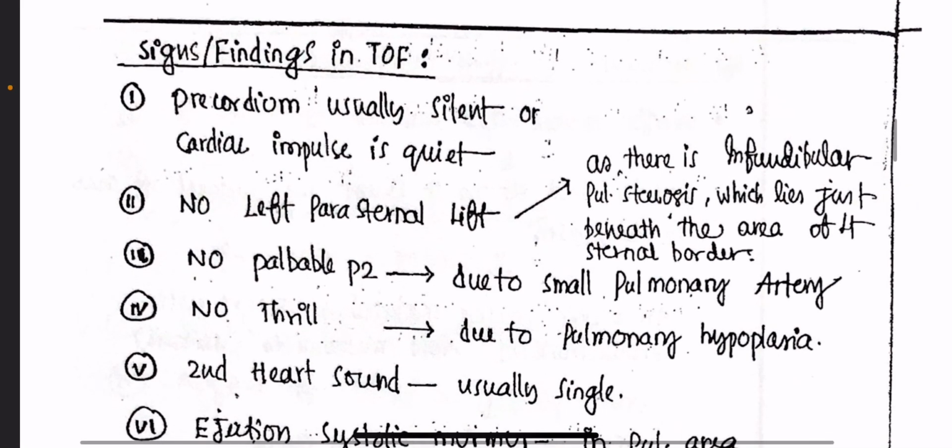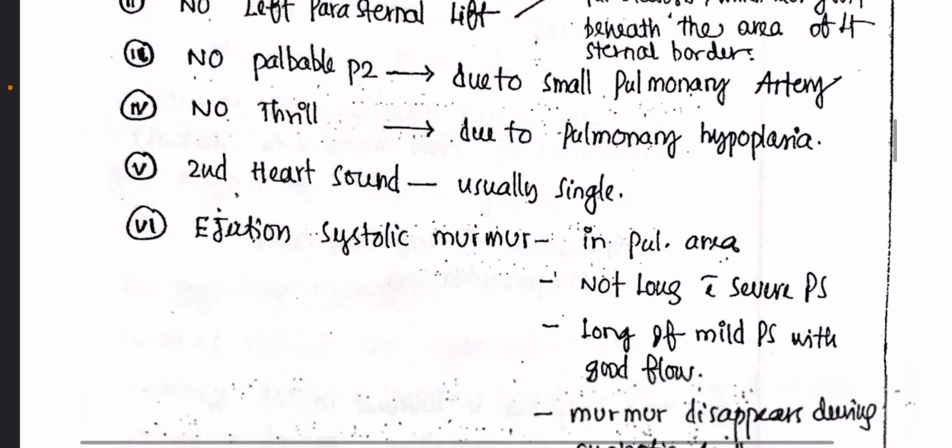Now, signs or findings of TOF. Precordium usually silent or cardiac impulse is quiet. No left parasternal lift, as there is infundibular pulmonary stenosis which lies just beneath the area of left sternal border. No palpable P2 due to small pulmonary artery. No thrill due to pulmonary hypoplasia. Second heart sound usually single.